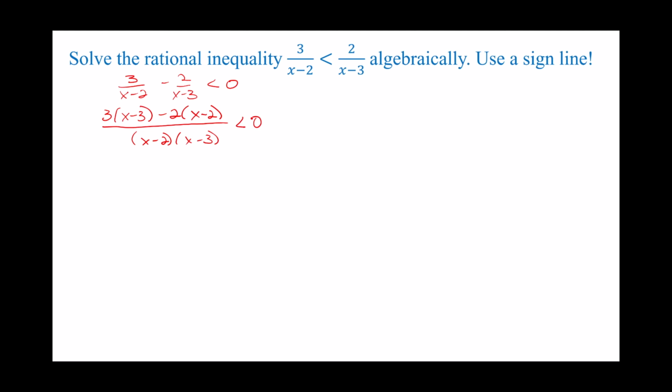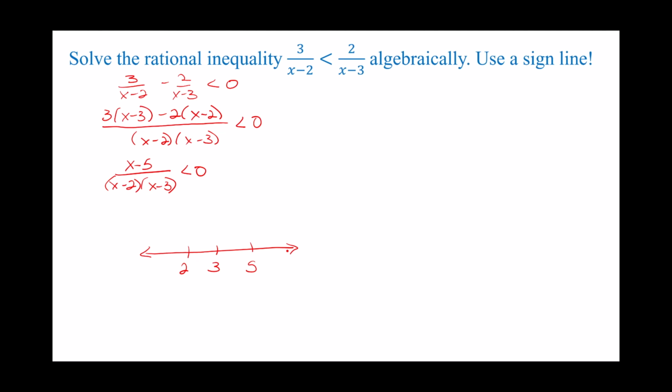If I distribute through that numerator, combine like terms, and refactor whatever I need to do, I end up with x minus 5 over x minus 2 times x minus 3. And go ahead and check that algebra for yourself. So my zero of the numerator is 5, and the zeros of the denominator are 3 and 2. And again, I can plug in values.